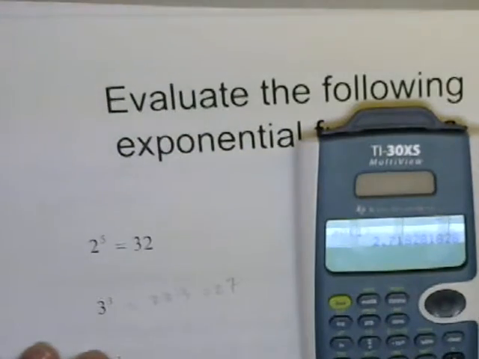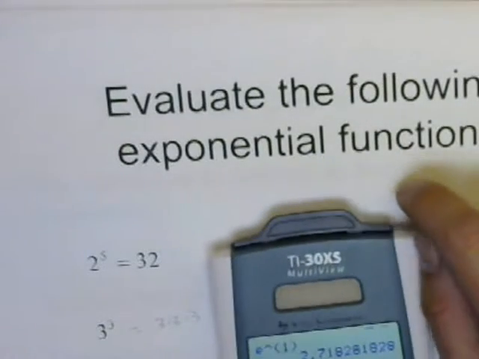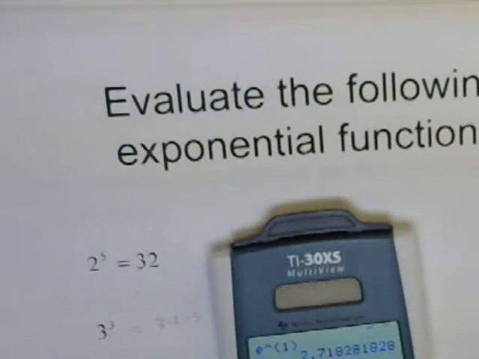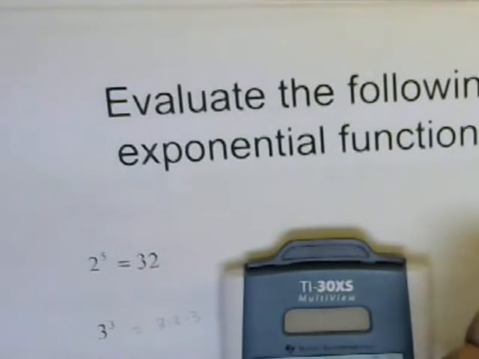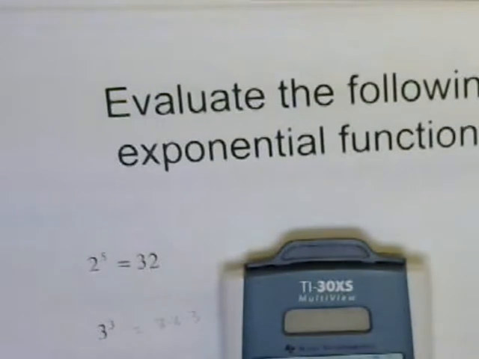A lot of people remember it as 2.71828. It depends on how many places you round that to. But e is kind of like the number pi. You can't ever write it down, and it may look like there's a repeating pattern here with the 1828, 1828, but that actually doesn't repeat after that point.